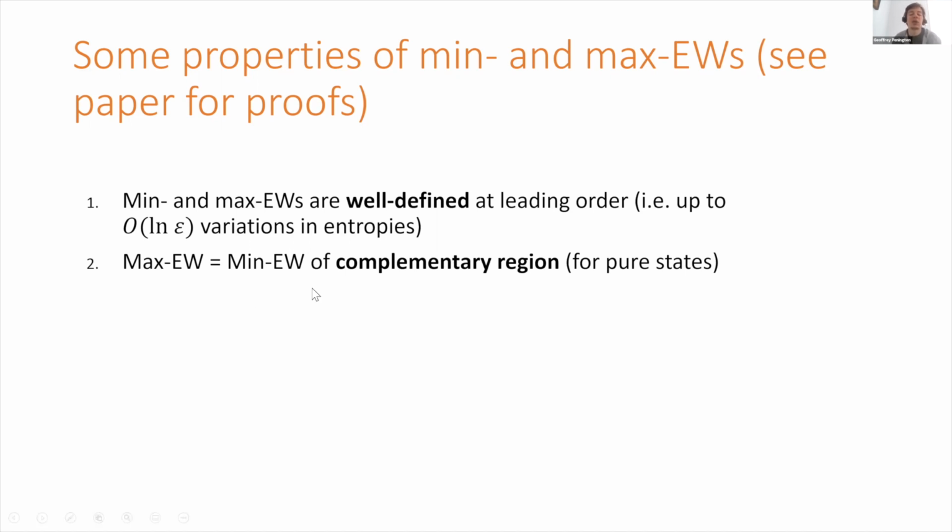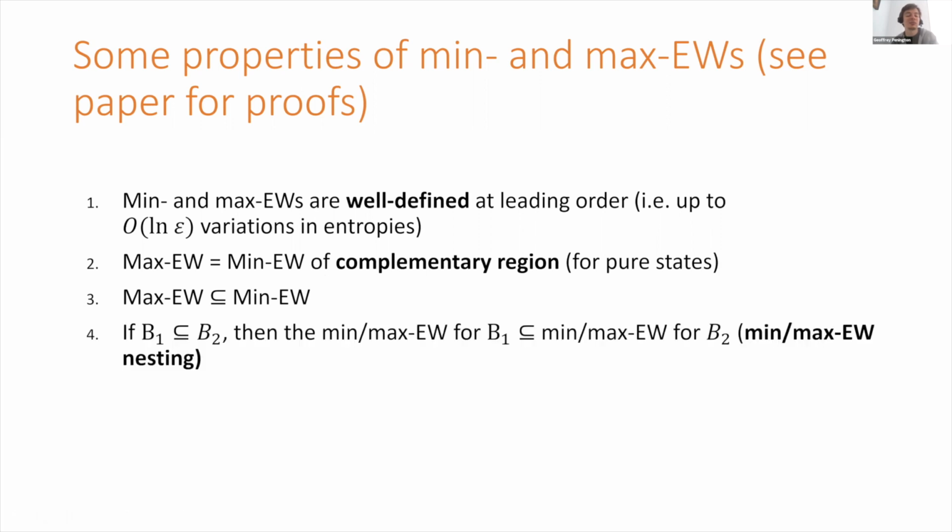Another property is that if we have a pure state, then the max EW is equal to the min EW of the complementary region. Again, this makes sense: if big B learns all the information about some region, then big B bar can't learn any information about it. Another property is that the max EW is always contained within the min EW. This makes sense too. Max EW is the region B learns everything about. Min EW is the region it learns some stuff about. One needs to be contained in the other.